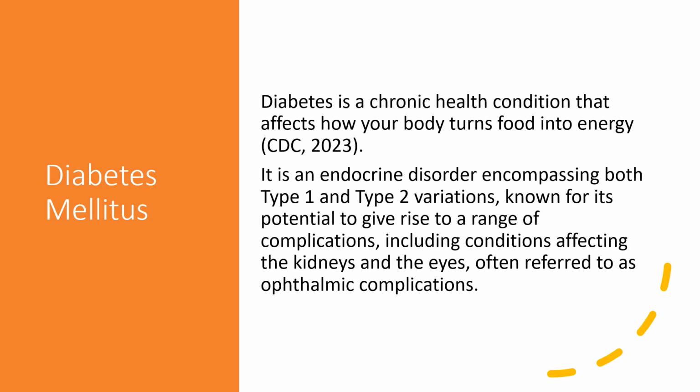Simply put, diabetes is a chronic health condition that affects how your body turns food into energy. It's an endocrine disorder encompassing type 1 and type 2 variations and can give rise to a range of complications from kidney complications to ophthalmic complications.